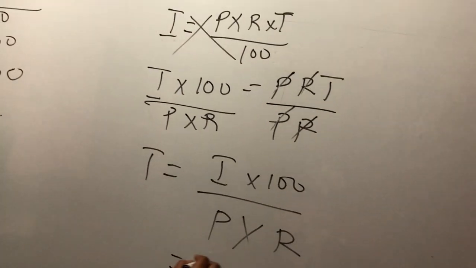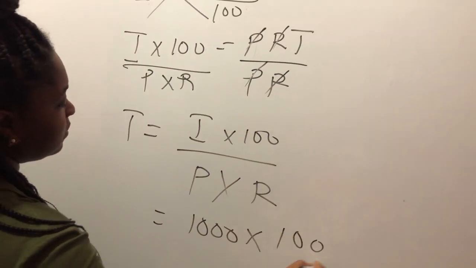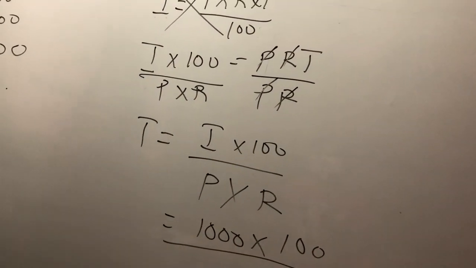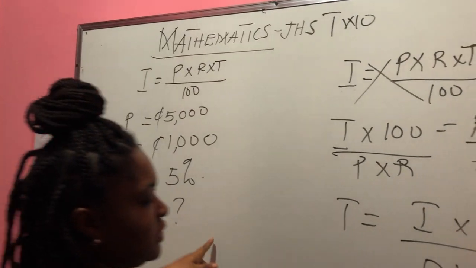What is the interest? So you come here and check it. 1,000 cedis. Your 100 is constant. What is our principal? 5,000 Ghana cedis. What is our rate? 5%.